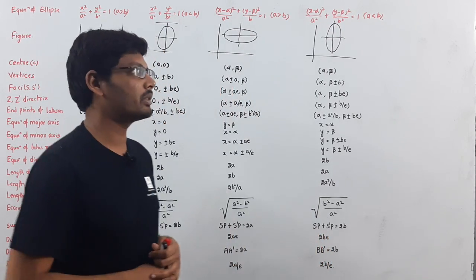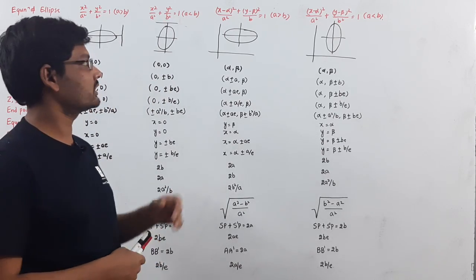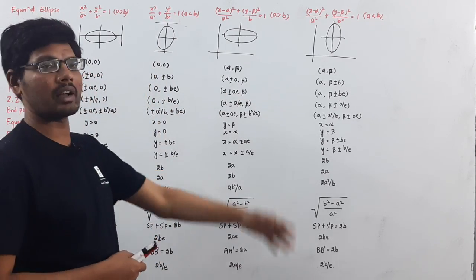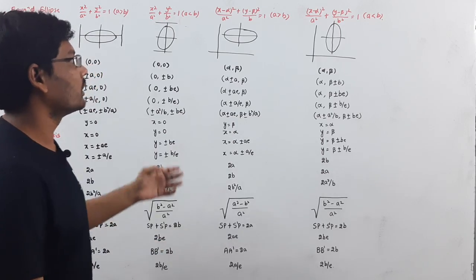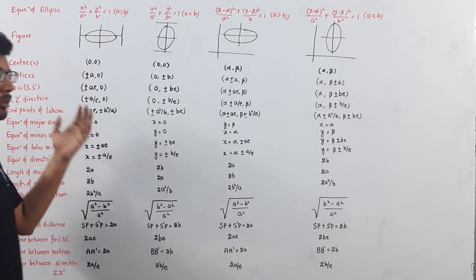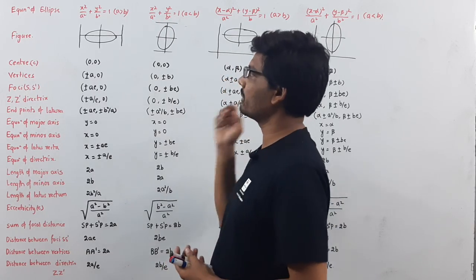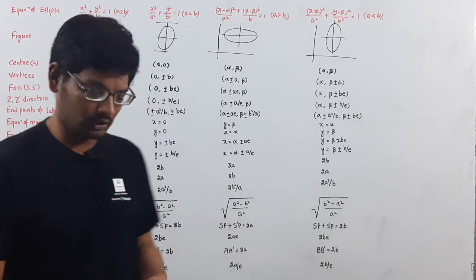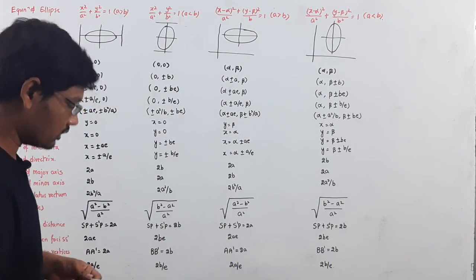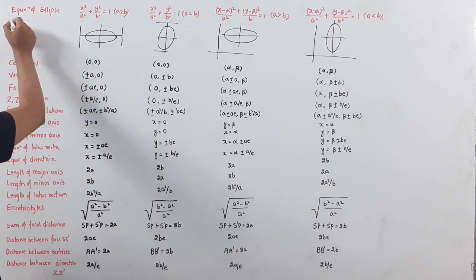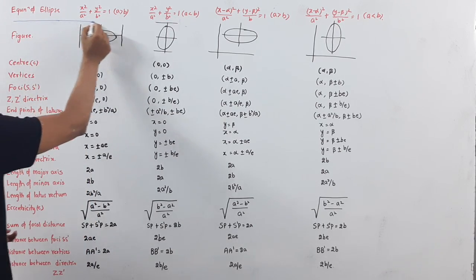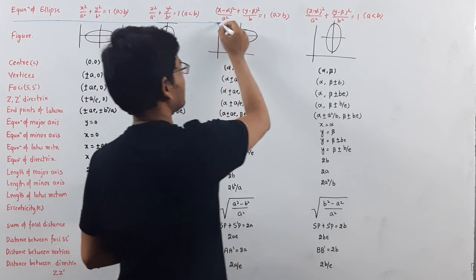In the last session we discussed the 4 different types of ellipse, and now we have to discuss some more terms involved in these 4 types of ellipse. This table includes the equations of the ellipse.